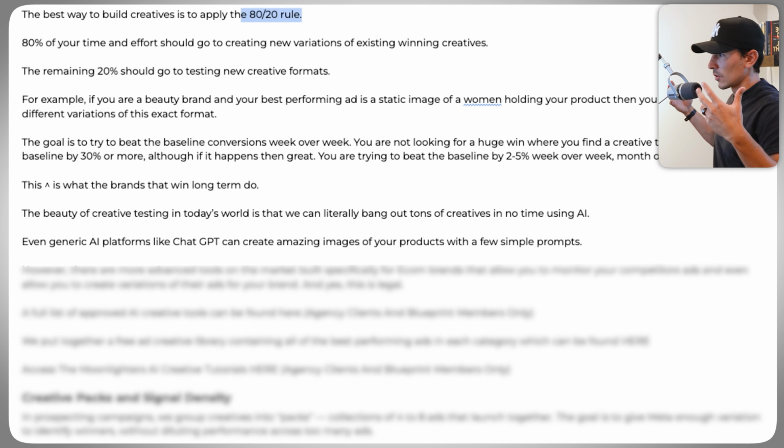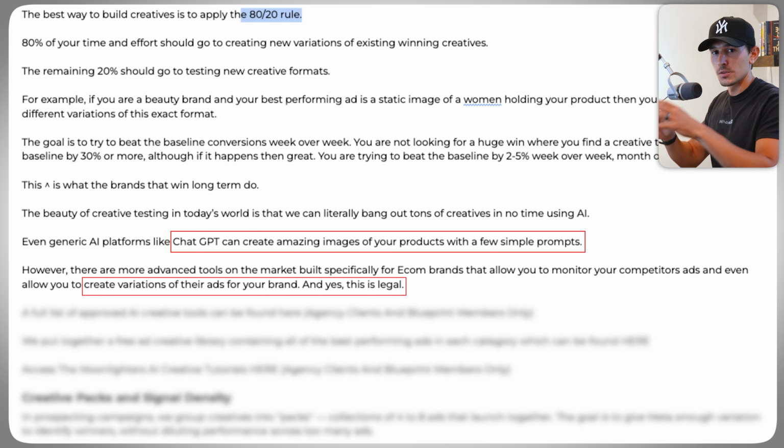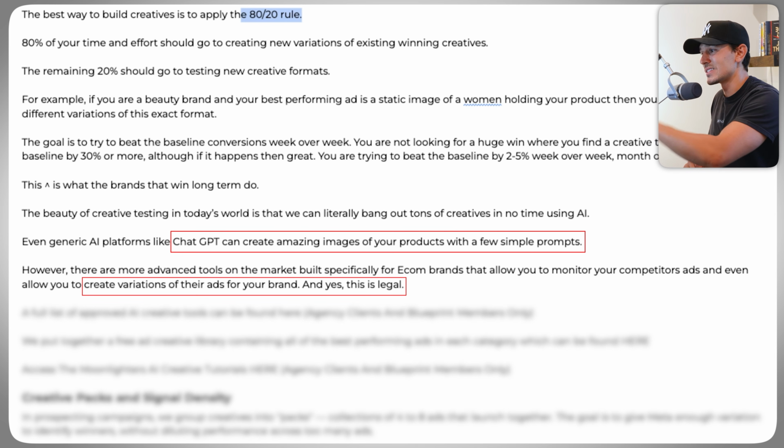The cool part about creative iteration these days is that there's AI. You can create more iterations of your creative than ever before, especially static images and AI UGC, better than ever.